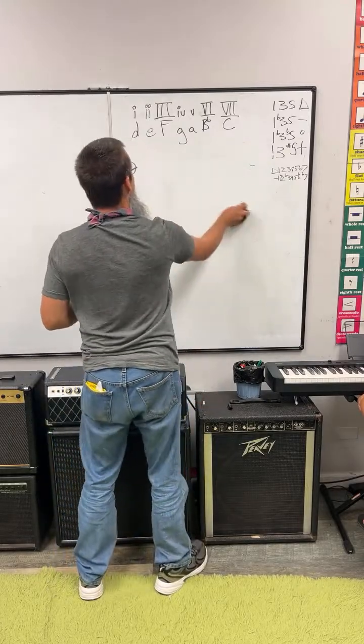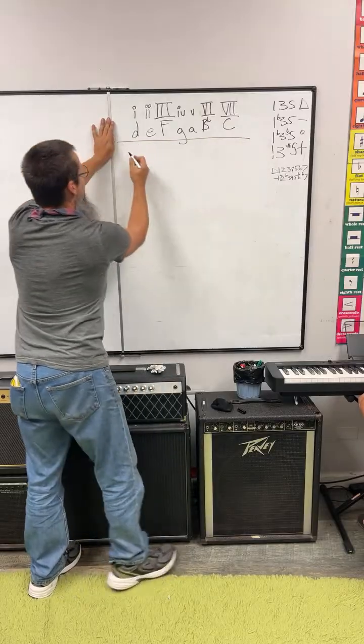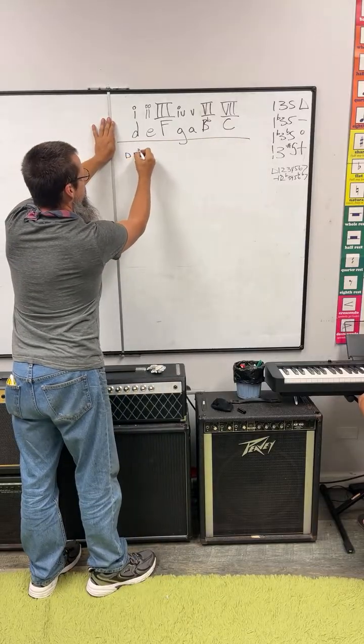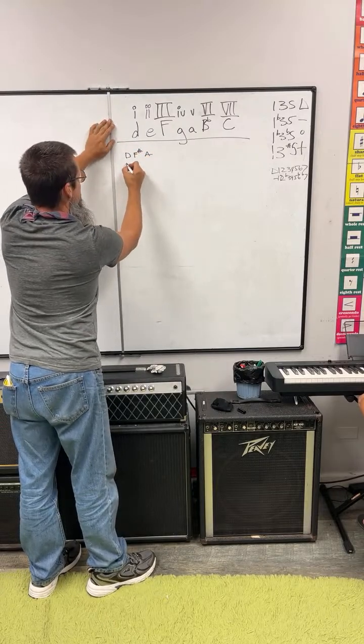Cool. All right. So here we go. If we were just to name chords, we would absolutely be like what? D, I'll do the first one. D, F sharp, A. That's our major.